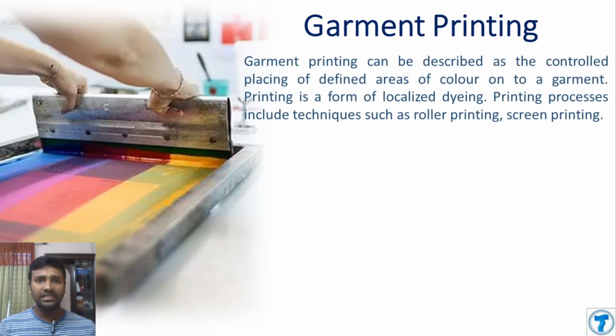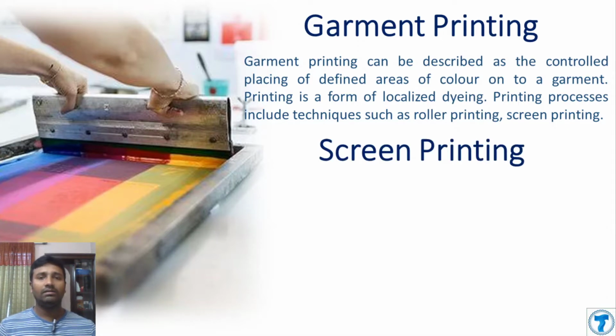So garment printing is a localized dyeing, a process to apply color or pigment onto the garment to make it more fashionable. So we can say it is a localized dyeing. It can be done by the roller printing method or the screen printing method. Let's discuss screen printing.